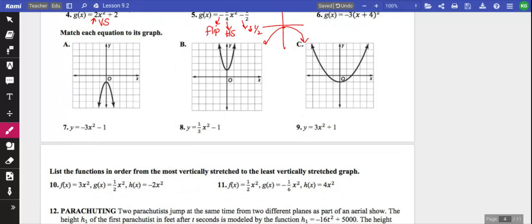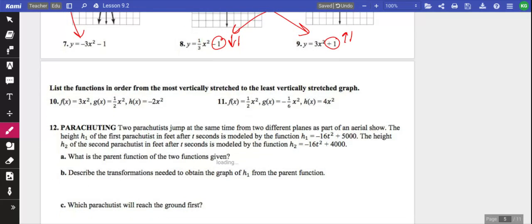So now on these last three, matching them to its graph, we're looking at the leading coefficient of all of these. A is the only one that has a negative out front. Then looking at the starting places of these two, this last one is shifted up 1, and this is down 1. So that's how I know B goes to 9 and C goes to 8.